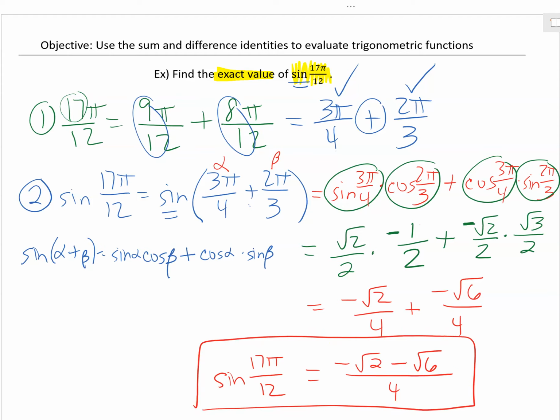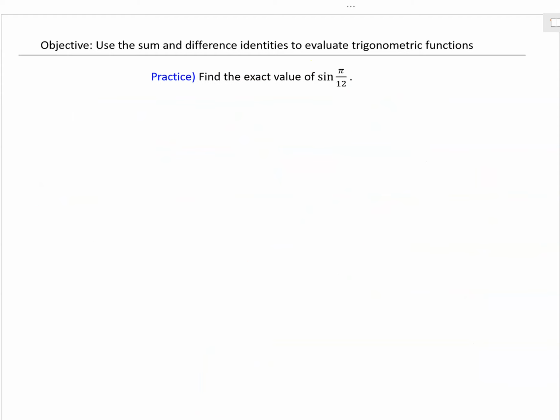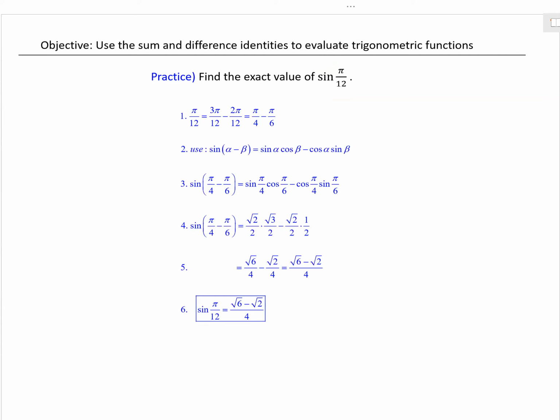All right, we're going to try a practice problem now. So pause your video, give this problem a try, finding the sine of pi 12ths radians. All right, let's take a look at the result. So in this case, you hopefully came up with square root of 6 minus square root of 2 all over 4. Now, you may or may not have used the same angles.